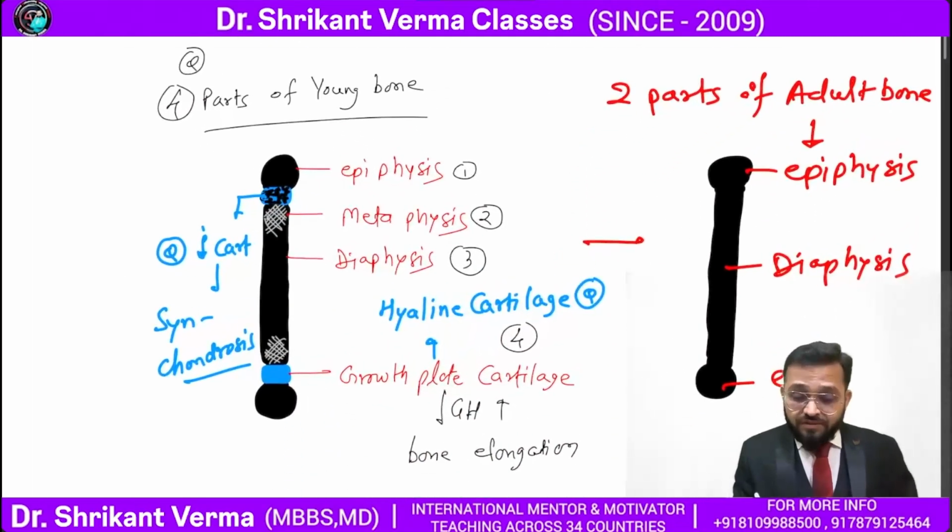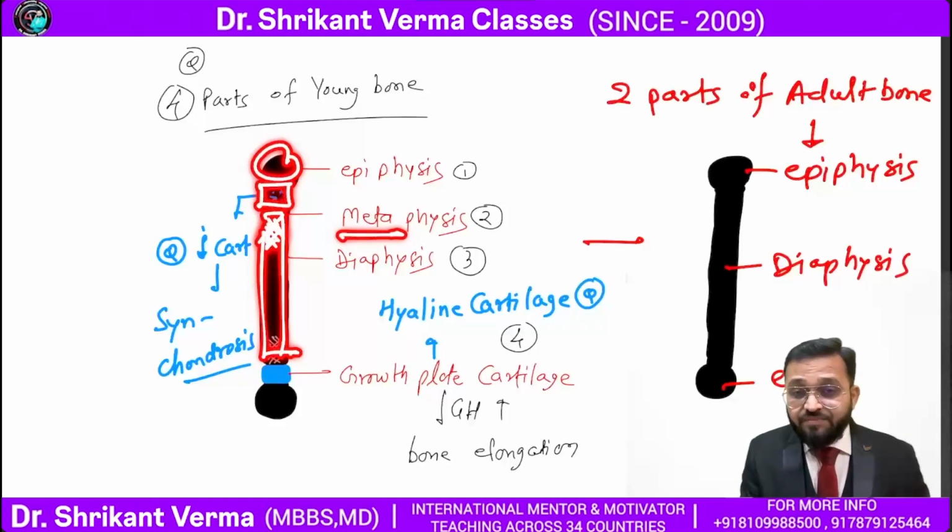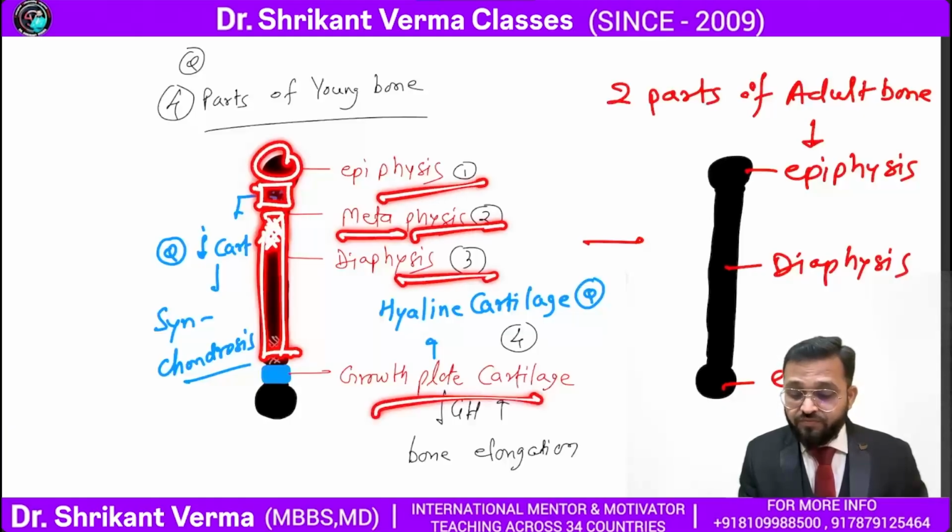Four parts of the young bone. Do you remember? Epiphysis, diaphysis. Yes, the epiphyseal end of the diaphysis, metaphysis, and the cartilage in between. This is the growth plate cartilage. Okay, four parts. One, two, three, four.